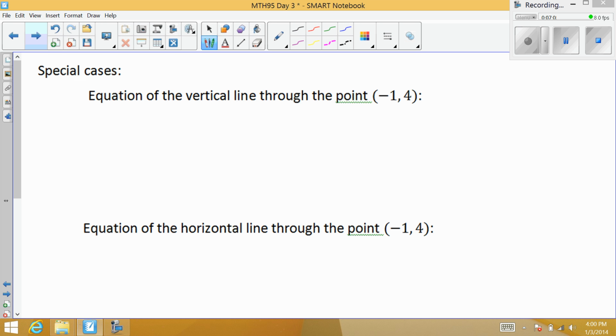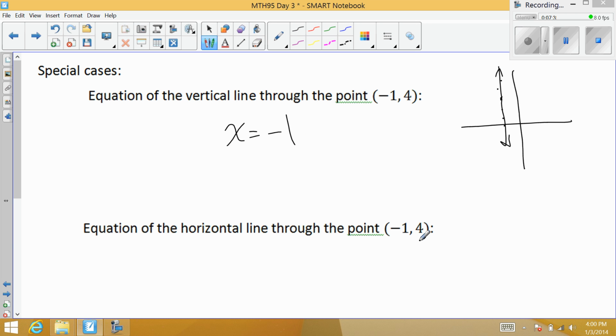A couple special cases with our vertical and horizontal lines. And what I always find easiest when I'm coming up with these equations is simply to go ahead and make a graph and kind of visualize. So the point negative 1, positive 4 would be around here. And I want a vertical line, so a vertical line straight up and down. On the vertical line, every single value of x here is negative 1. So my equation is simply x equals negative 1.